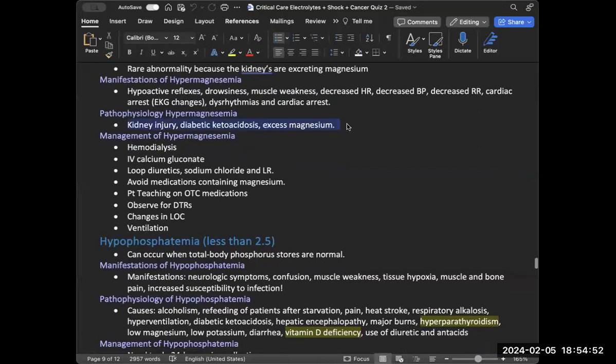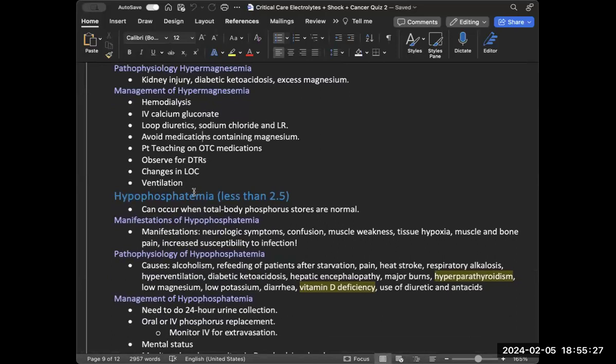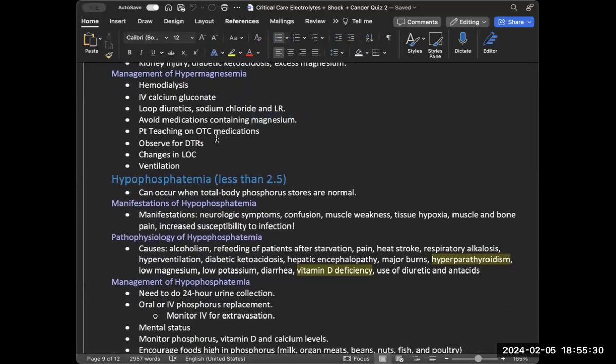Now, causes of high magnesium levels are excess magnesium intake and even kidney injury and diabetic ketoacidosis. But regardless of how it's caused, we do have to figure out what we can do to help manage this, right? Well, we can give IV calcium gluconate. Apparently, that's also one of the antidotes that you can give for high magnesium levels that I didn't know. Loop diuretics, right, to lower that. Sodium chloride, lactated Ringer's. Avoid any medications that include magnesium because their magnesium levels are high, right? Observe for changes in LOC and deep tendon reflexes. Because like I said, everything starts to slow down. So we really have to be careful about our respirations and our changes in LOC.